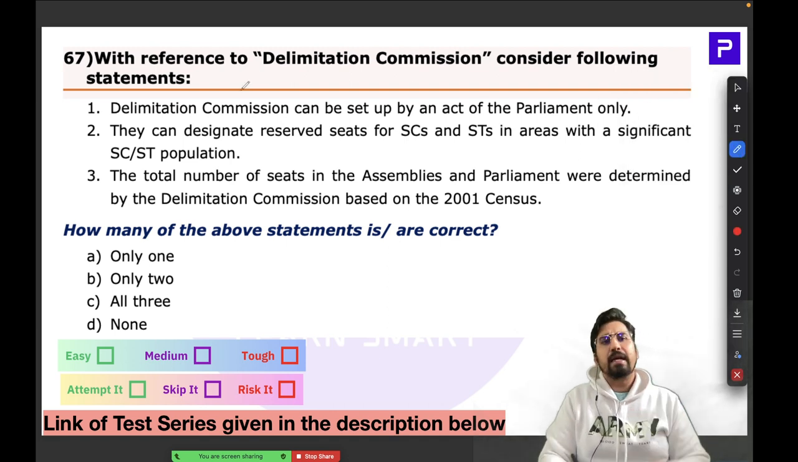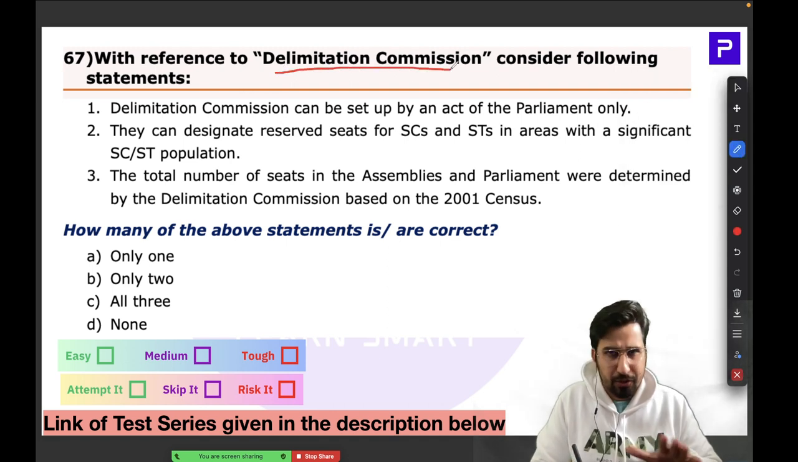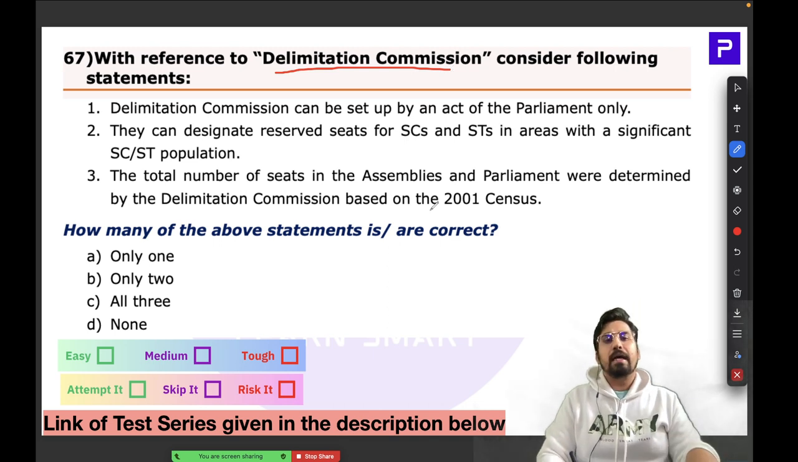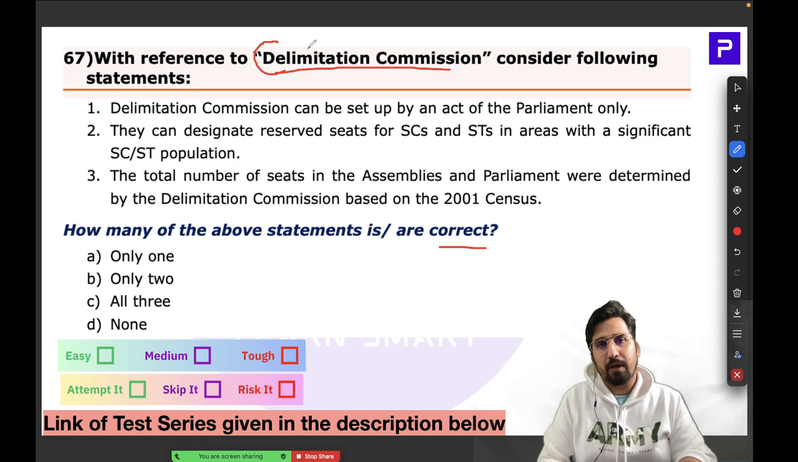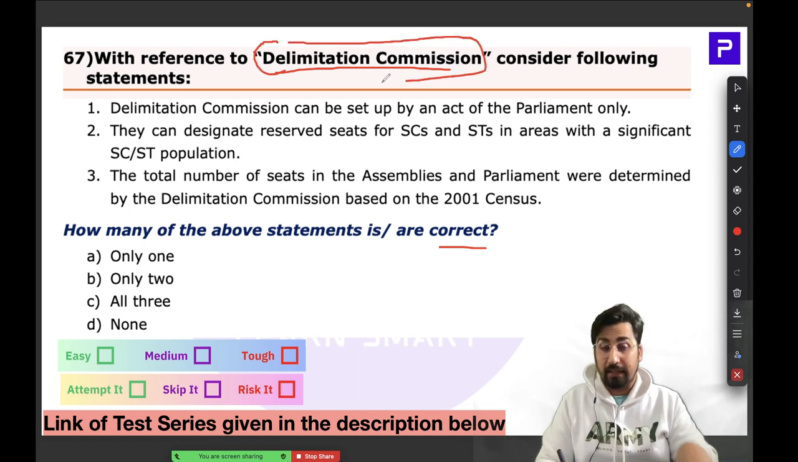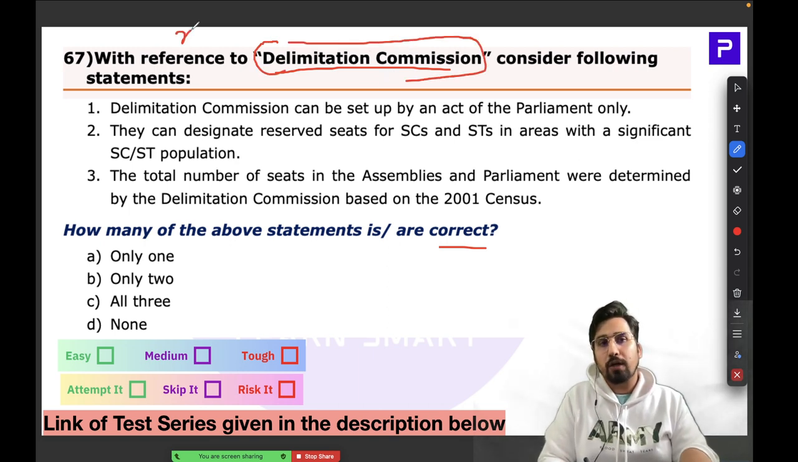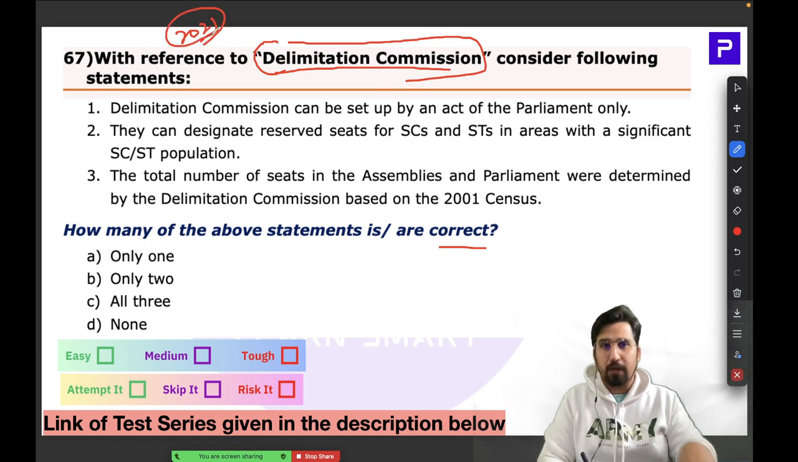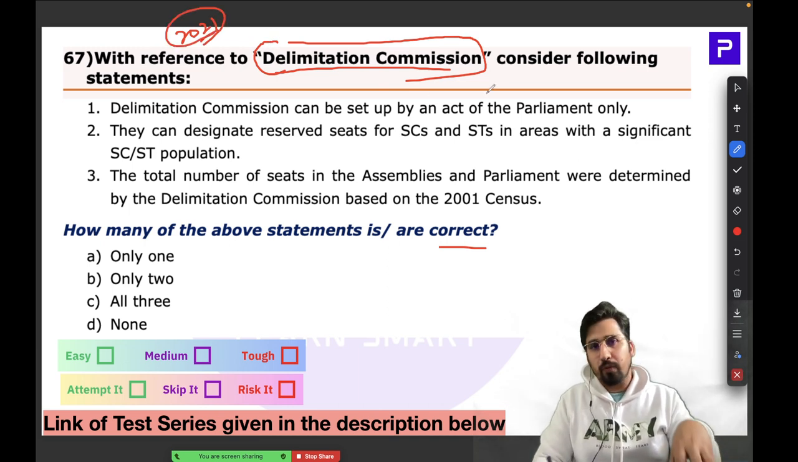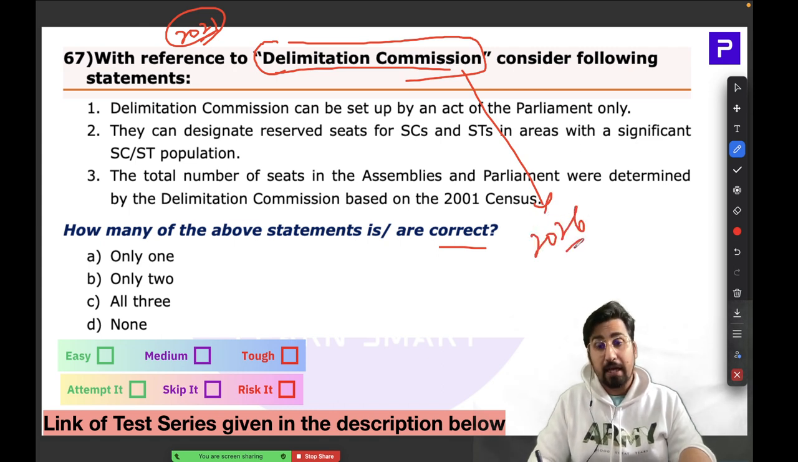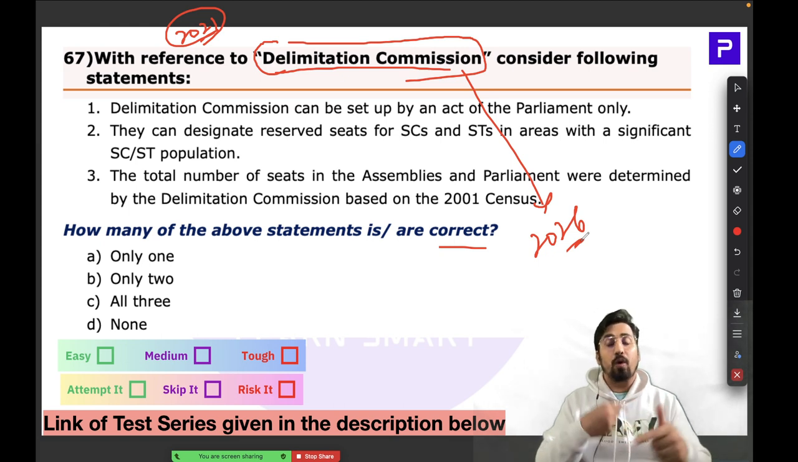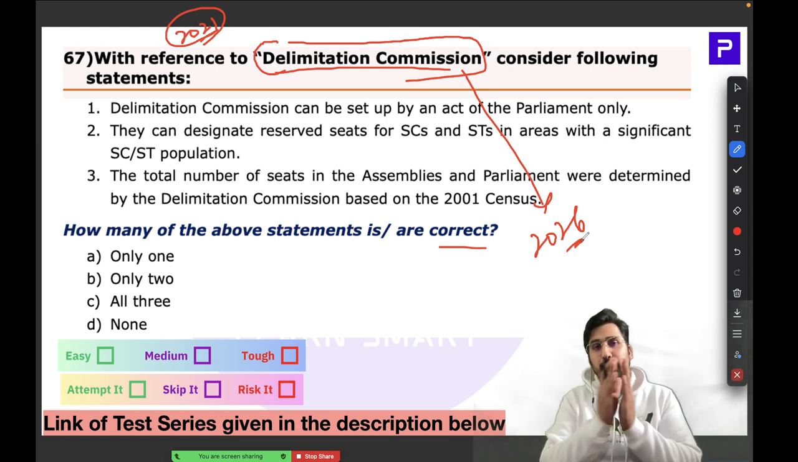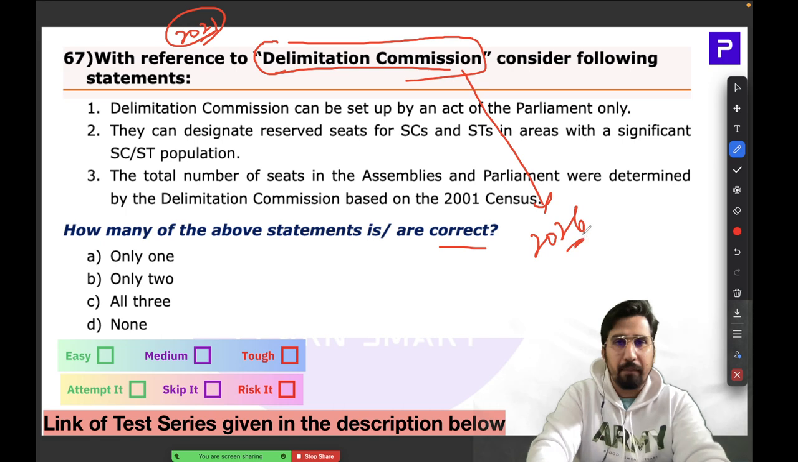The next question is with reference to the delimitation commission. A very important question, and you have to figure out which statement is correct. Now, why delimitation commission? Because first understand the context in these days. You know that the 2021 census is still pending, and you know that India is going to have the next delimitation commission in 2026. So for the next 2 years or so, delimitation is something you will always have in the news. So you need to know some basic facts about the delimitation commission.